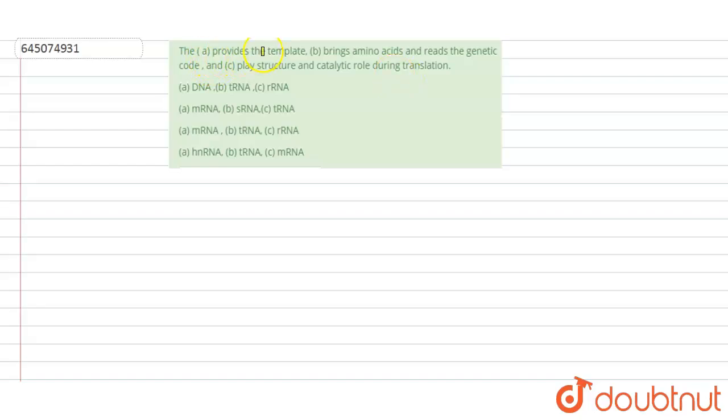Hello students, have a look at the question. The question is: the blank provides a template, the blank brings amino acids and reads the genetic code, and the blank plays structure and catalytic role during the translation. Options given are: DNA, transfer RNA, ribosomal RNA; mRNA, sRNA, tRNA; mRNA, tRNA, rRNA; hnRNA, tRNA, mRNA.